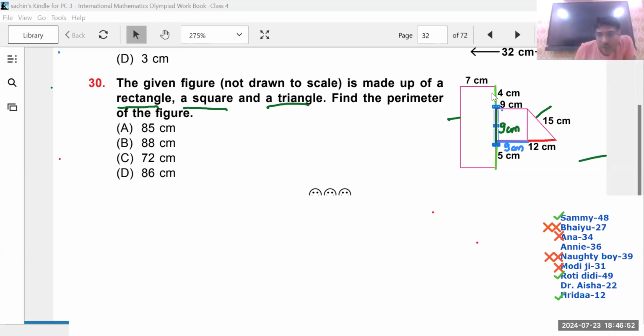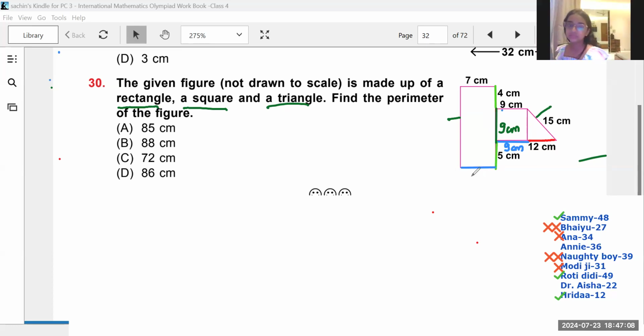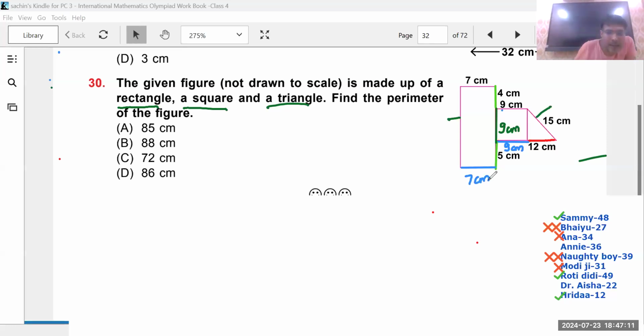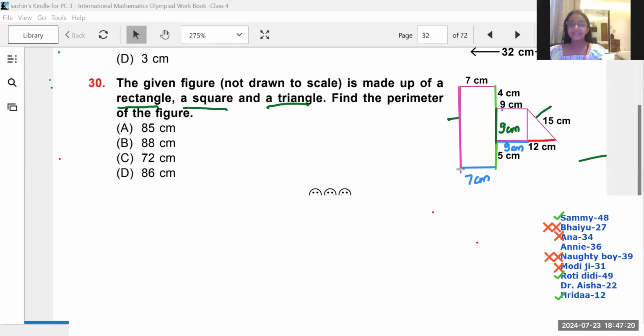Okay, so now we have to find the missing side also. So first of all, I will find the bottom missing side. Aisha has already given a few answers. Anna, what is this side? 7 centimeter. 7 centimeters. So Anna, one more question to you. What is the length of the pink side? This one. Which means 18 centimeter.